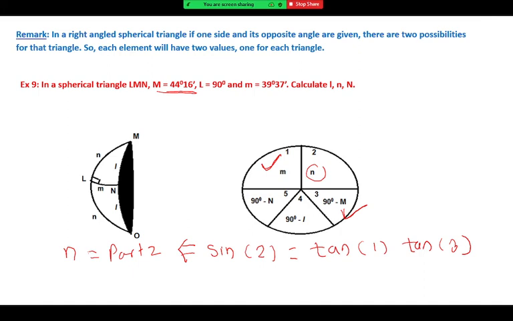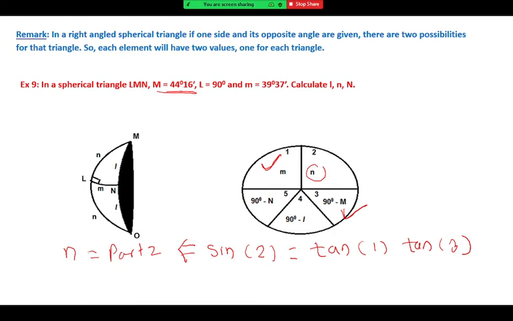You cannot resolve the ambiguity in a right angle triangle when the pair of opposite side and angle is given that way. So either 1 and 3 given, or sometimes 2 and 5 given that way. That time the ambiguity is there. After this, which rule will you use?